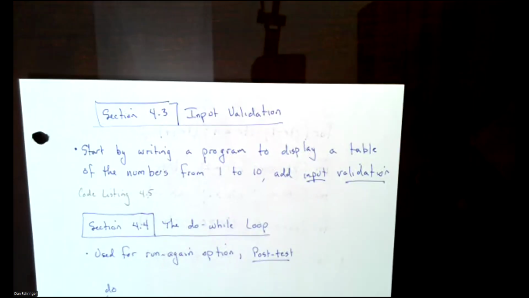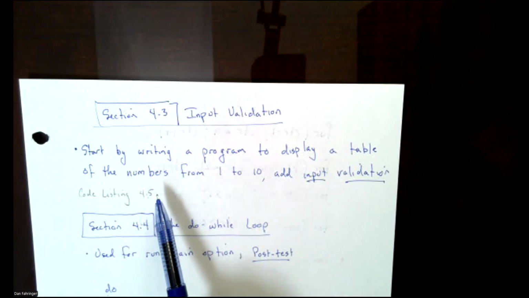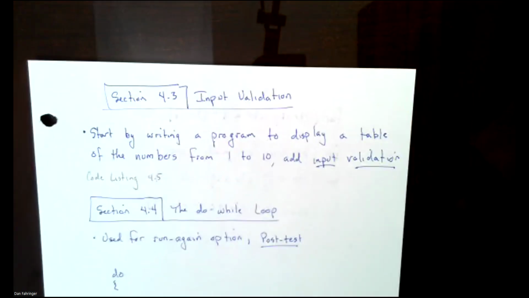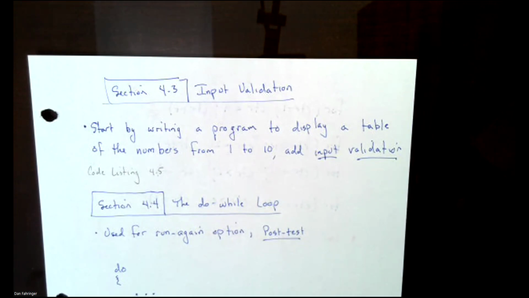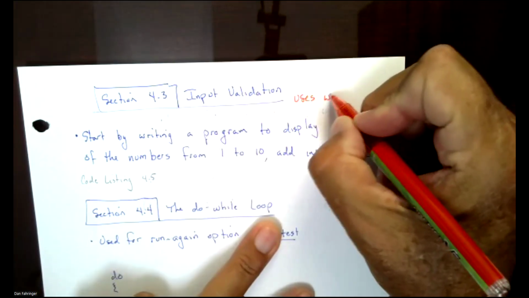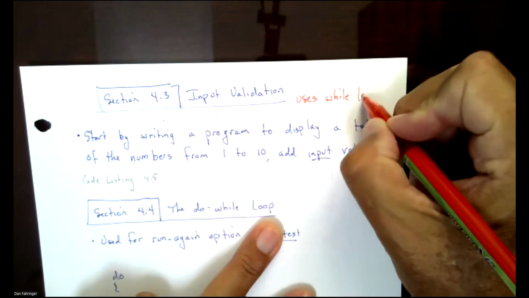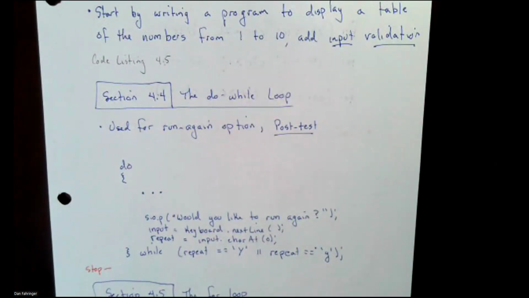In 4.3, we talked about something called input validation, and that's a good use of a while loop. And code listing 4.5 was a good example of that. So hopefully you typed it in. Okay, this uses a while loop. And then section 4.4 was the post test.